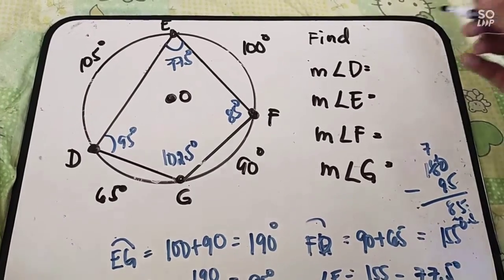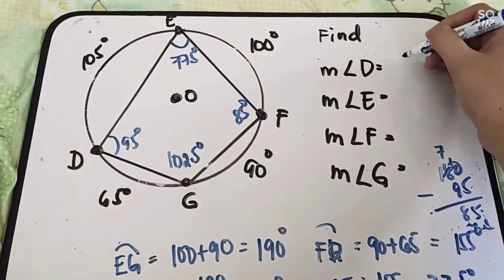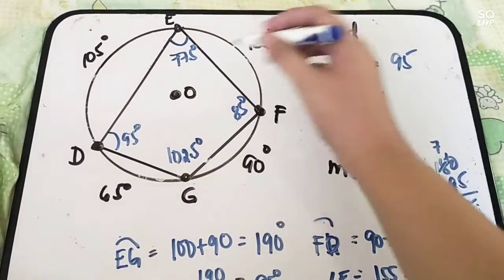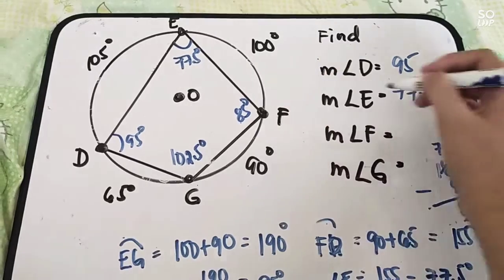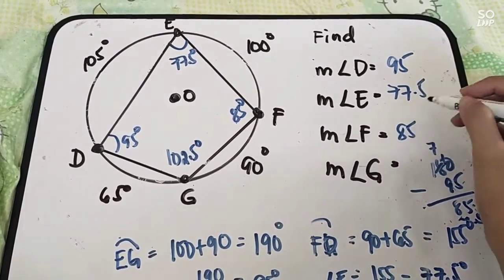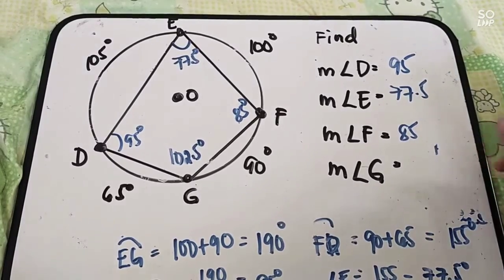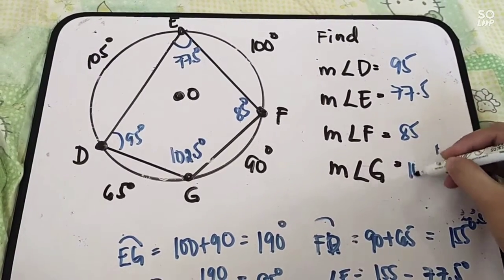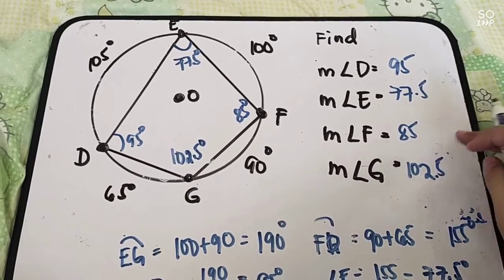Since may sagot na tayo lahat, we can now write our answer. Si angle D, we have 95. Si angle E, we have 77.5. Si angle F, we have 85. And then, si angle G, we have 102.5 degrees. Wala na palang degrees.